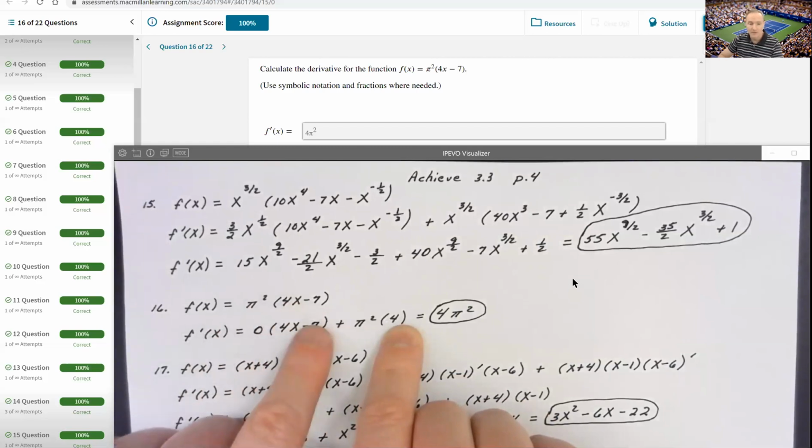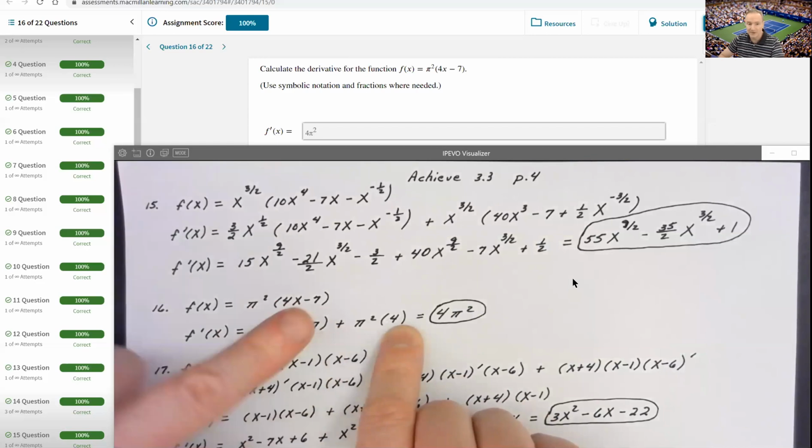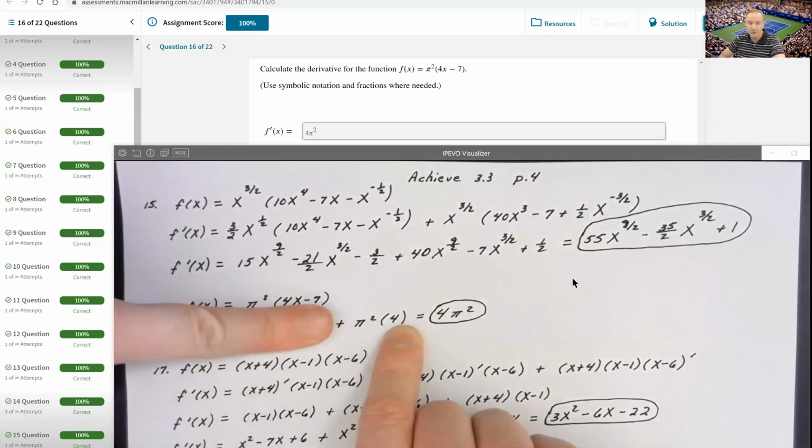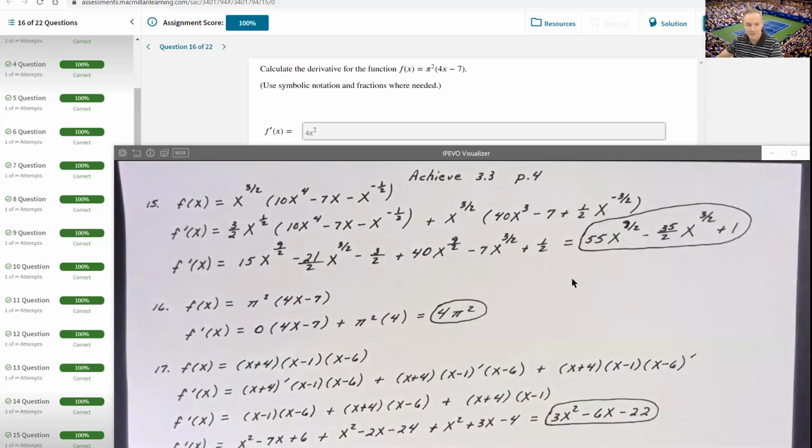So you can see here, this 0 times anything makes that whole first group 0. So I just get 0 plus 4 pi squared. Final answer of 4 pi squared. Piece of cake. Up next, 17.